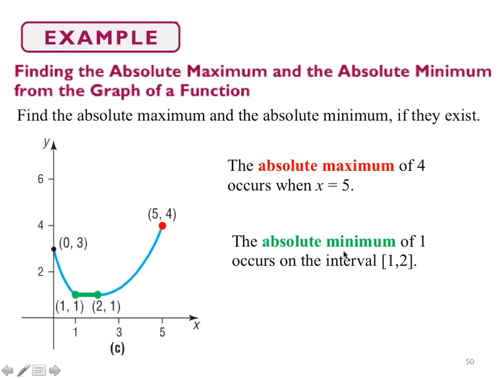And then we also have an absolute minimum of 1, which occurs on an interval from 1 to 2. So on the interval where x equals 1 all the way to x equals 2, we have a minimum value of 1.